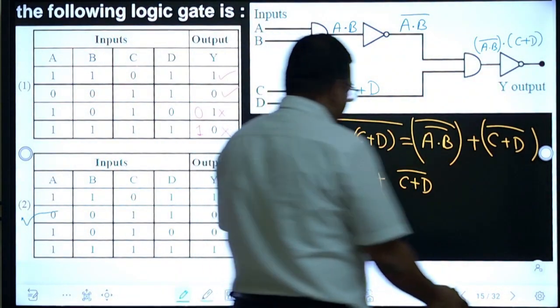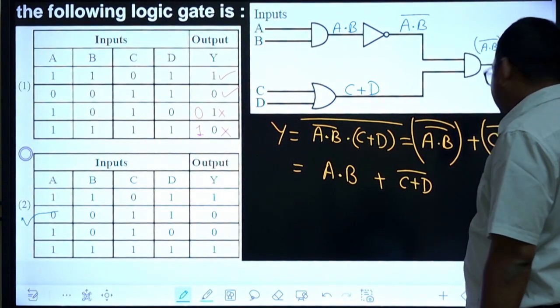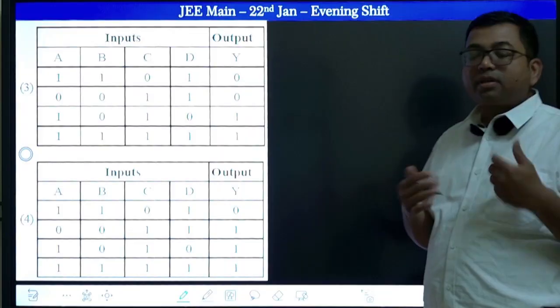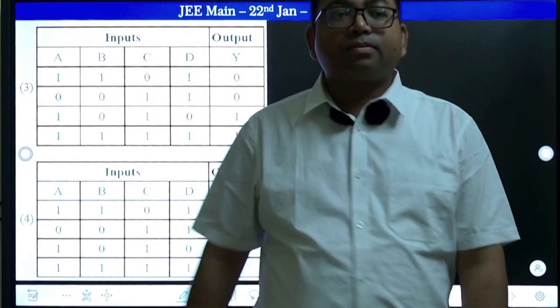You can check the other options. 1001 is not there in the others. So the second option is the correct option. Let us move to the next.